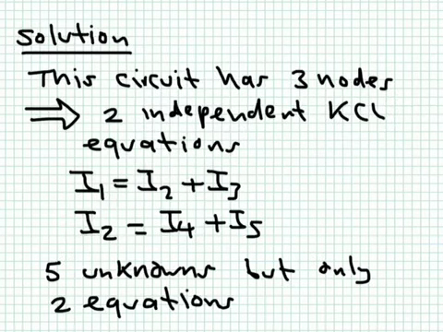So as I said in the previous slide, we had only three nodes, and we have two independent equations. And as I mentioned, they are I1 is equal to I2 plus I3, and I2 is equal to I4 plus I5. Notice here that we have five unknown currents, but we have only two equations. So these equations are not sufficient to solve for the currents everywhere, and we have to take into account other equations which will be characterized by the Kirchhoff voltage law.